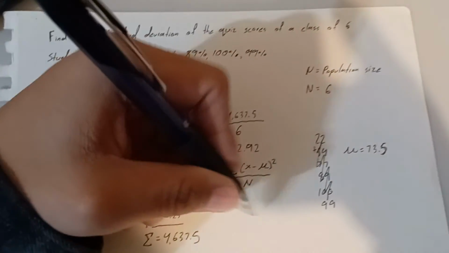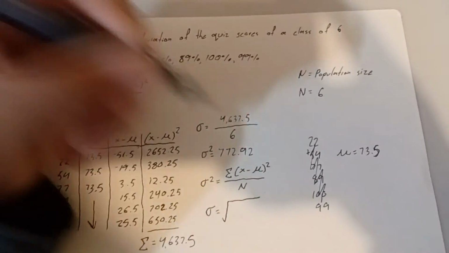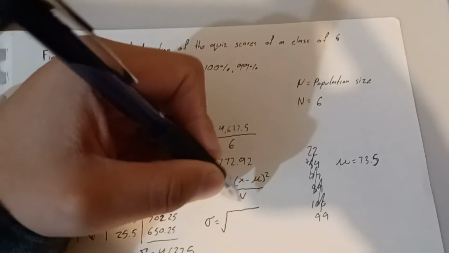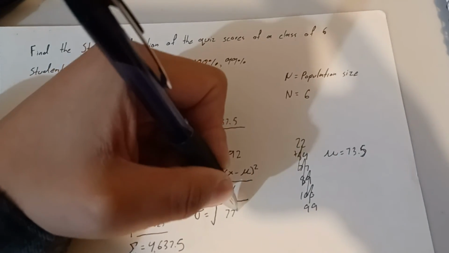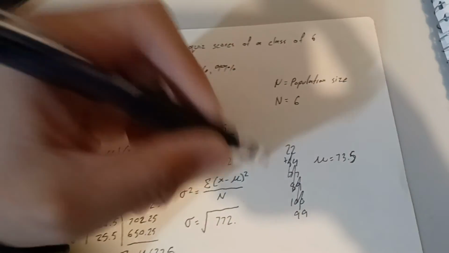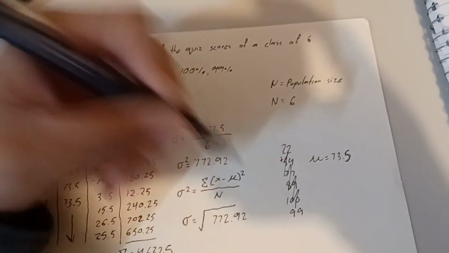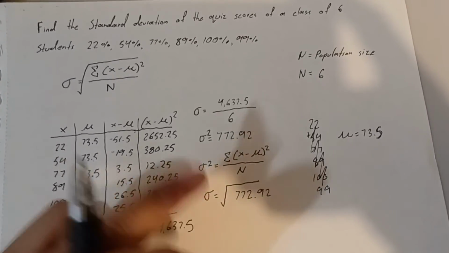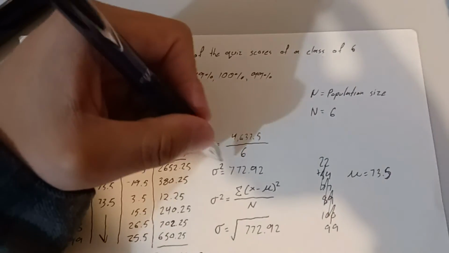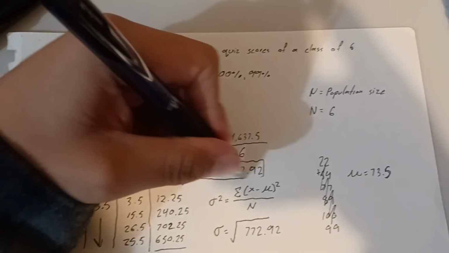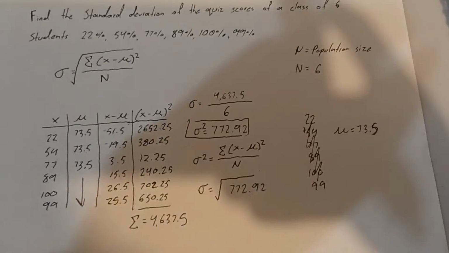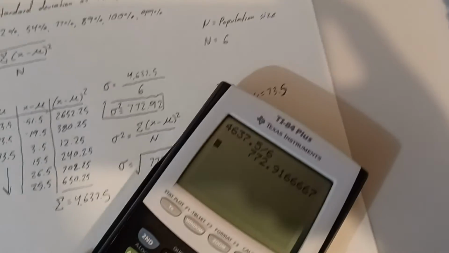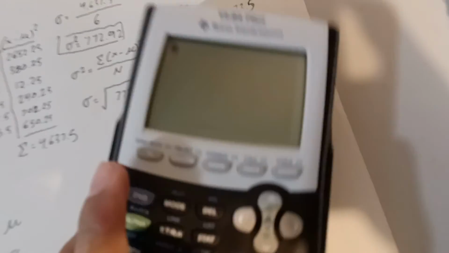So let's do that right now. Sigma equals the square root of our variance. Our variance is 772.92, sorry about that. This is how we're going to find our population standard deviation. We already found our variance. Let's box that. That's our variance. We're going to have to square root that to find our population standard deviation.